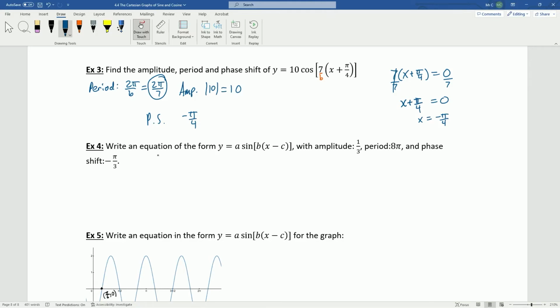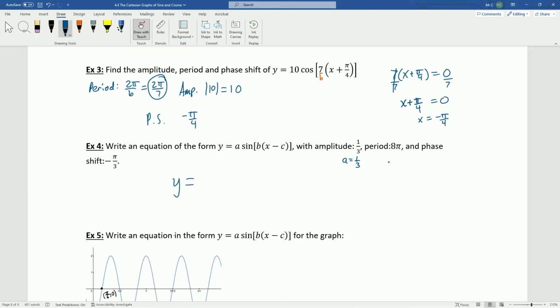Okay, now for example 4, we're asked to write an equation of the form y equals a times sine of b times x minus c, with amplitude 1/3, period 8 pi, and phase shift negative pi over 3. So in this factored form, all right, this is pretty straightforward. Amplitude is 1/3, so a equals 1/3. The period is 8 pi.